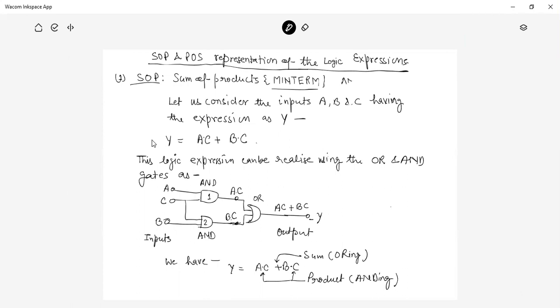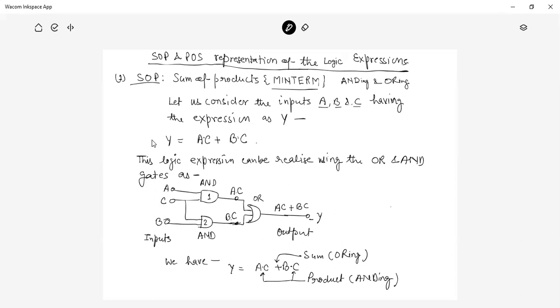ANDing and ORing. First we AND the variables and then OR. So let us say A, B, C, three inputs are there, and the expression is y is equal to A dot C plus B dot C.